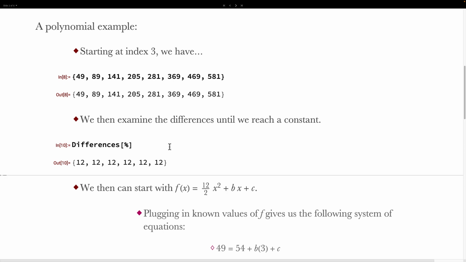We can use this to start forming our function as f(x) = 12/2 x^2 + bx + c. If you missed it, we got 12/2 as the coefficient of x^2 because we know that the second derivative of f(x) is going to be just 12, so we can take the antiderivative of that twice to get 12/2 x^2.